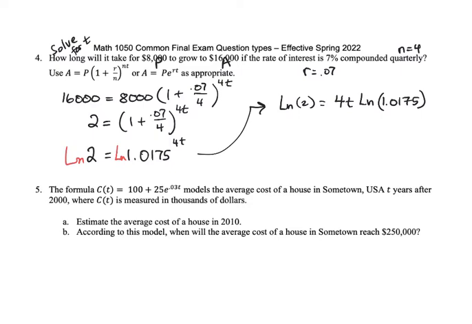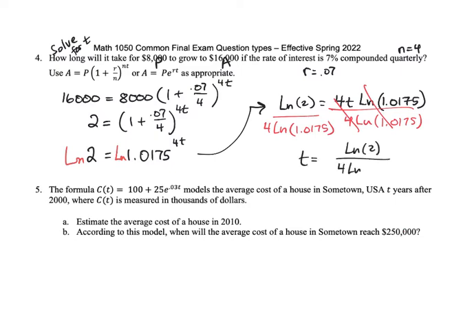It's actually not much more to do to solve for t. We're solving for t, right? Well, it's being multiplied by 4 and the natural log of this. So if we want to isolate t, all we have to do is divide by 4 natural log of 1.0175 on both sides. Then that tells us the value of t. T is equal to, and this is where your calculator is going to help you, natural log of 2 divided by 4 times the natural log of that, which we'll have to approximate.